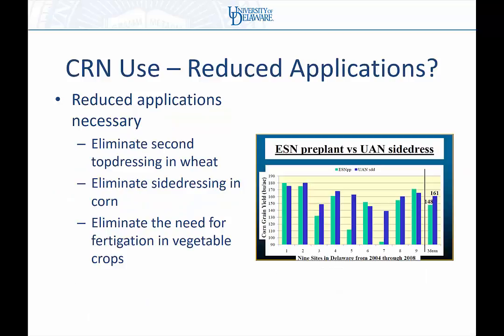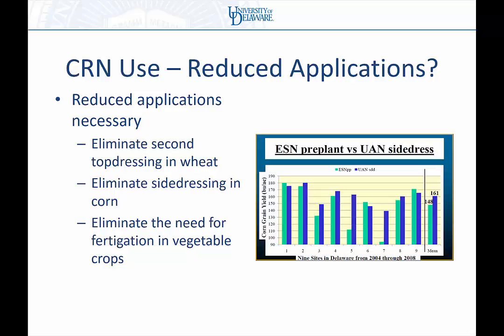All right. The other is, can you reduce applications? One of the ideas was, since this is slow release, you can just put one application and you don't have to go back in the field for a second or a third application. So could you eliminate a second top dressing in wheat? Could you eliminate a side dressing in corn? Or could you eliminate multiple fertigations in a vegetable crop?